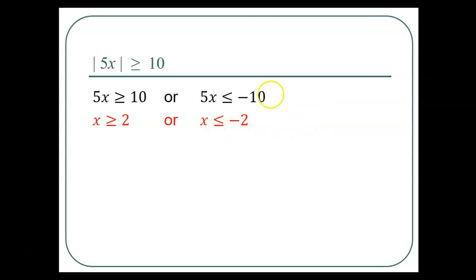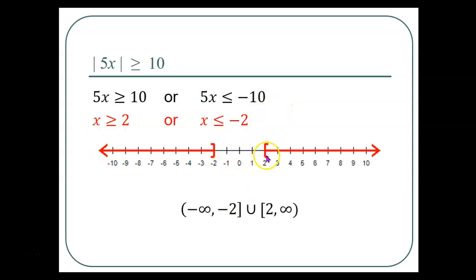And what does that look like on the number line? Well, the numbers that are greater than or equal to 2 would be everything to the right of 2 on the number line, and we are including 2, so that's a square bracket. Or x is less than or equal to negative 2, so that would be all of these numbers, including the negative 2. In interval notation, it's in two separate pieces. This piece is everything from negative infinity to negative 2, and this piece is everything starting at positive 2 and going over to infinity. So it's the interval from negative infinity to negative 2, union the interval from 2 to infinity.